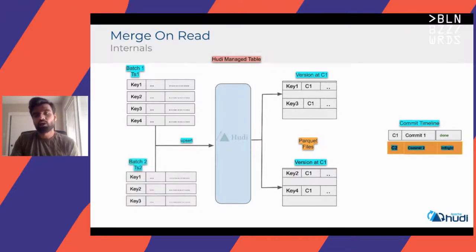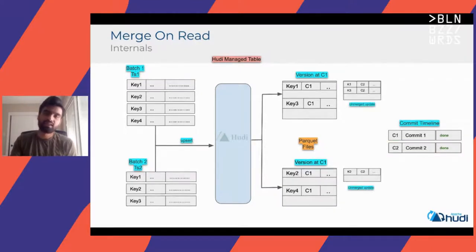Now a bunch of updates come along, and at this point in copy on write, we would have reversioned the file at C1 to another file. But instead here, we essentially write this data to an unmerged Delta file. And then once the commit is done, this data is available. Obviously this helps us achieve lesser write amplification and lower ingestion latency.